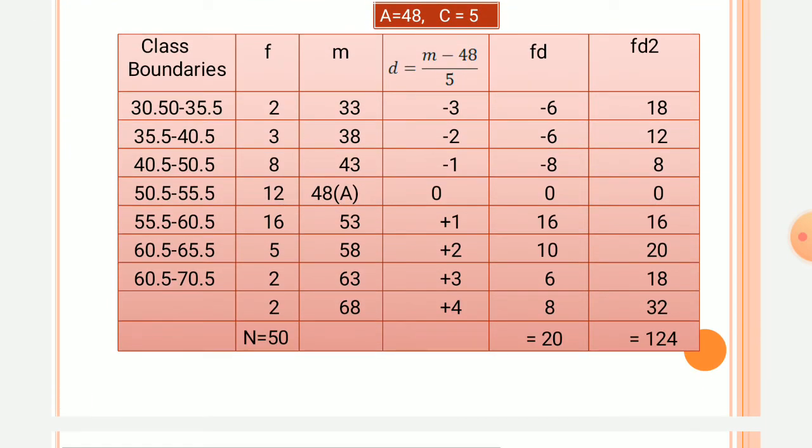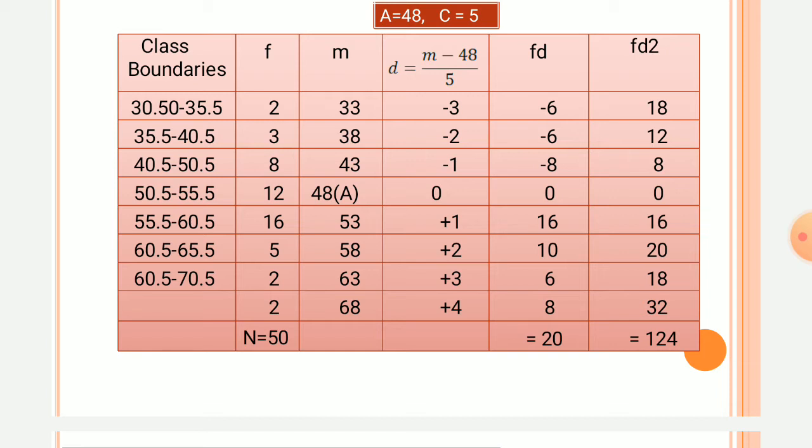1 is the difference of upper limit to lower limit. So 30.50 to 35.5, 35.5 to 40.5, 40.5 to 50.5, 50.5 to 55.5. So these are the class boundaries or exclusive class interval. And the frequency given, we take the same as it is.